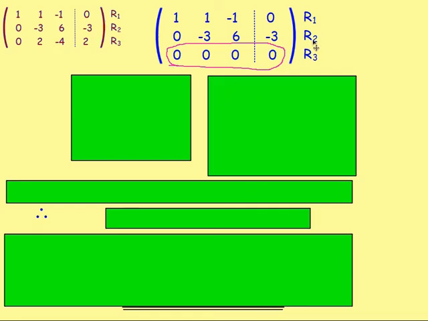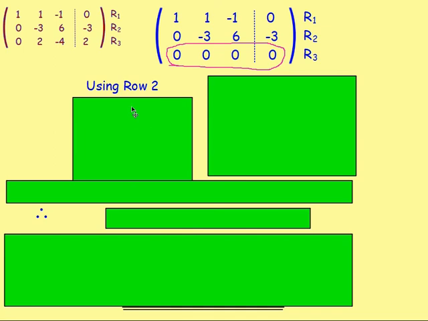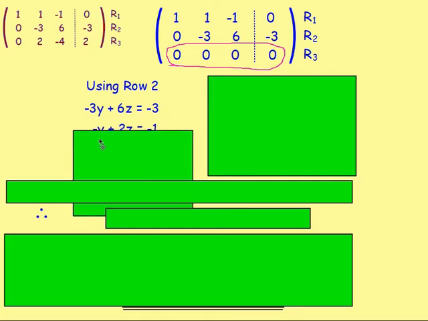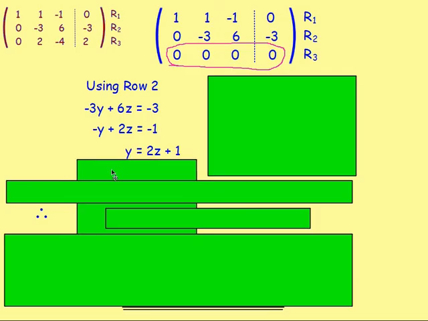But never fear, go up to the next line, go up to row 2. So with row 2, we can say that the negative 3, that's the coefficient of y, so negative 3y plus 6, that's the coefficient of z, would equal negative 3. We can rearrange this and we can solve to get y. If we divide everything by 3, negative y plus 2z equals negative 1, and we can rearrange that. If we add y to both sides and then add 1 to both sides, we'd have y equals 2z plus 1. So y is going to be written in terms of z.